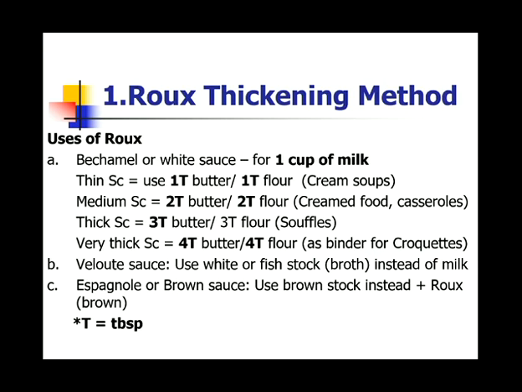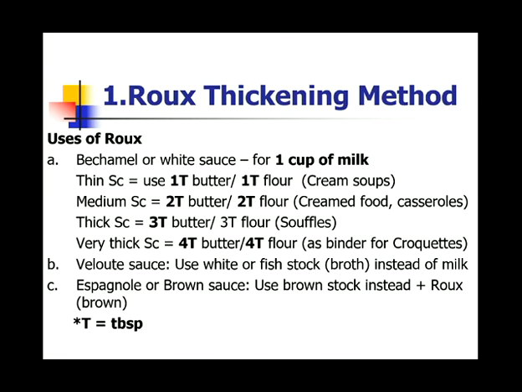For 1 cup of milk, thin sauce is basically 1 tablespoon of butter to 1 tablespoon of flour, 1-to-1 ratio. That makes cream soup. If I remember correctly, I think for those who are dietetics majors, I think they asked a question about medium sauce. 2-to-2 makes a good, so the ratio of 2 tablespoons butter to 2 tablespoons of flour makes the gravy.